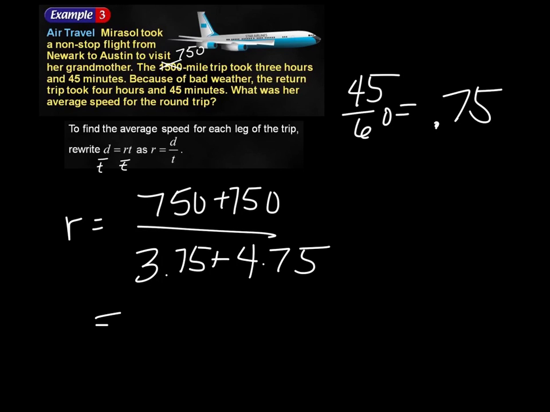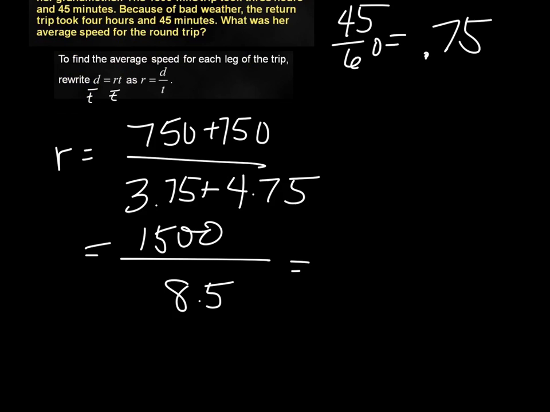So my total distance was 1,500, which is what they had typed in the problem. And if we divide the total distance, the distance there and the distance back, 1,500, divided by the total time, which was 8.5 hours, we get 176.5 miles per hour.